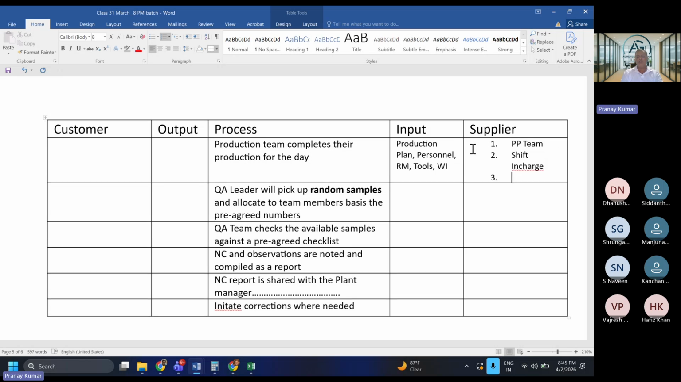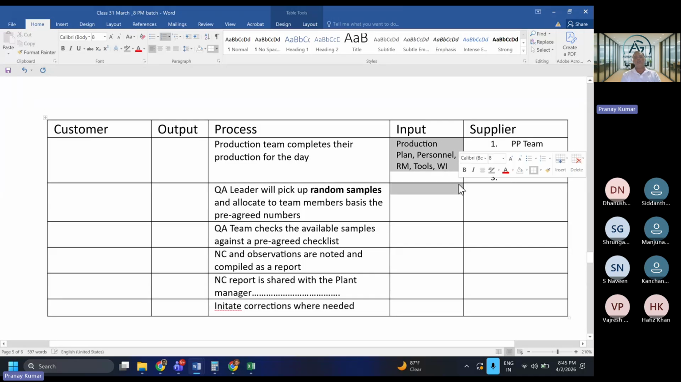Who will give me raw material? Not my job. The production leaders, the shift in charge will arrange for that. Who will arrange for the tools? So look at every single input and map that to who is going to be the provider for that input. Everyone with me?